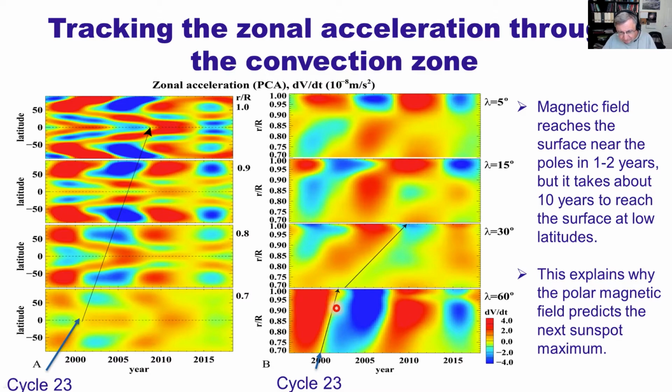It takes about 1-2 years for the signal to migrate from the bottom of the convection zone to the surface, and it takes much longer if you look at 30 degrees. It takes about 10-11 years, and we can see in the superficial shear layer some kind of slowing down of this wave.